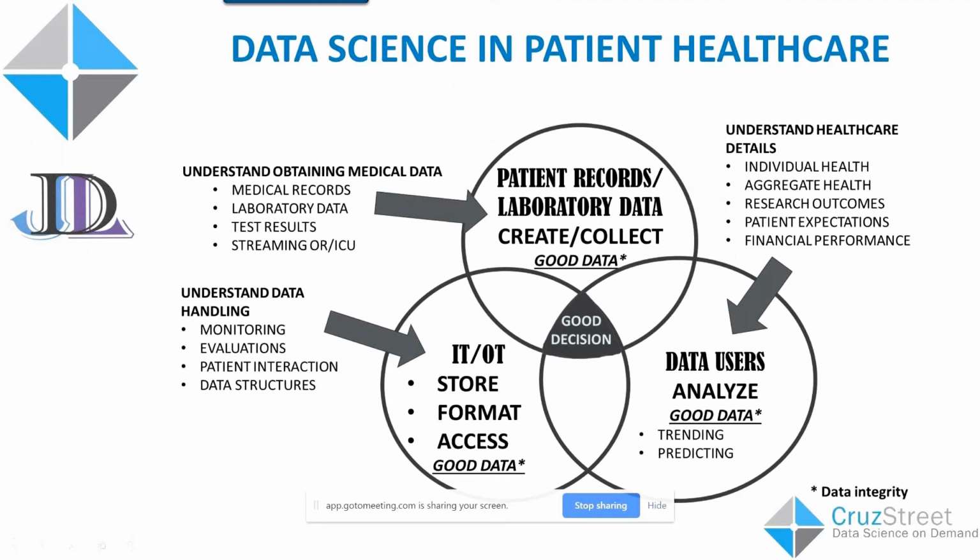in an organization. So when we're talking about patient records, lab data, etc., collecting and creating that data, that group, again, as Yacine said, it needs to be good data. Then IT or OT, IT being the information technology, OT being operational technology, the difference being IT traditionally handles data at rest, data that's stored. OT is the group that handles data in motion or streaming data from sensors or connected devices. So that's the differentiation there. So then they store, format, and access. And then the third group are the data users looking at doing trending and predicting.